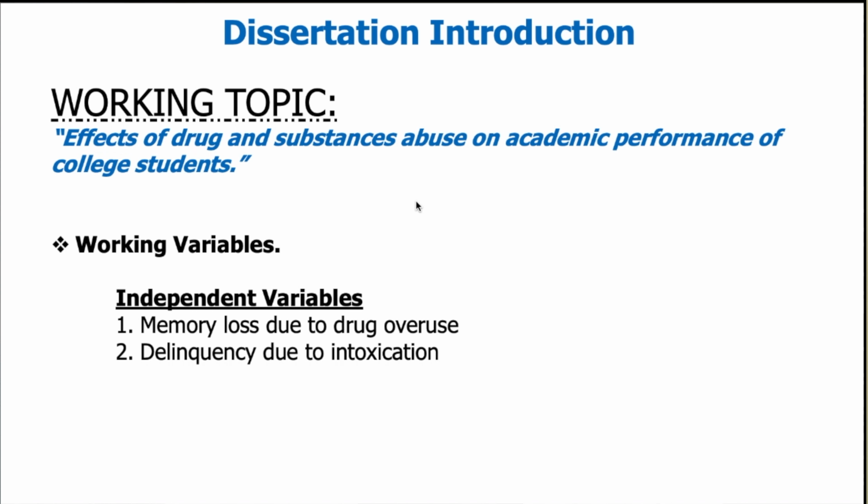And then the other one is a student who uses drugs. They are most likely to be coming to class late. They don't have time to do assignments. As we are saying, lack of time is another important independent variable.